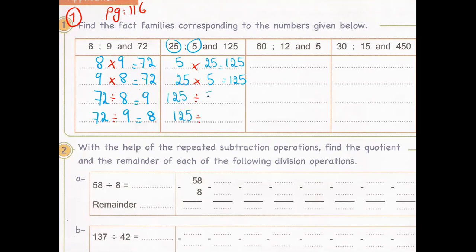Here you can choose either 5 or 25. The answer will be the third. Here you choose 5, the answer will be 25. Here you choose 25, the answer will be the third, which is 5. Okay? The last two we will do in the Zoom period.